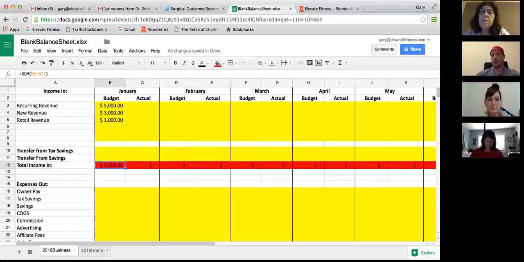So the tool has been created. All you got to do is put the numbers in and make it your own on the line item side with new and recurring. Cool? Cool. Okay. So now we have expenses out.